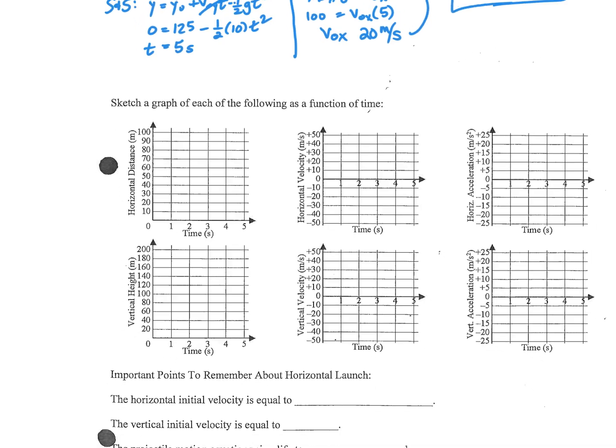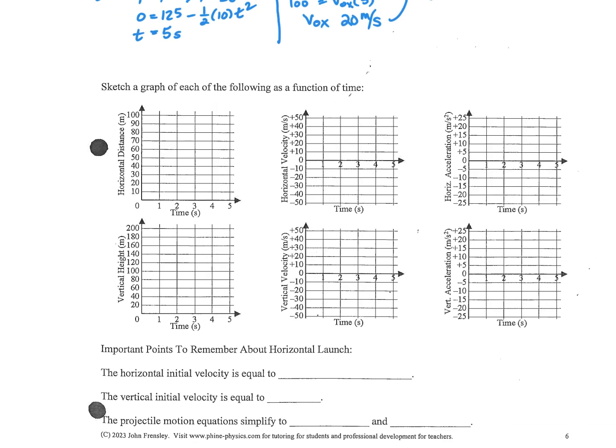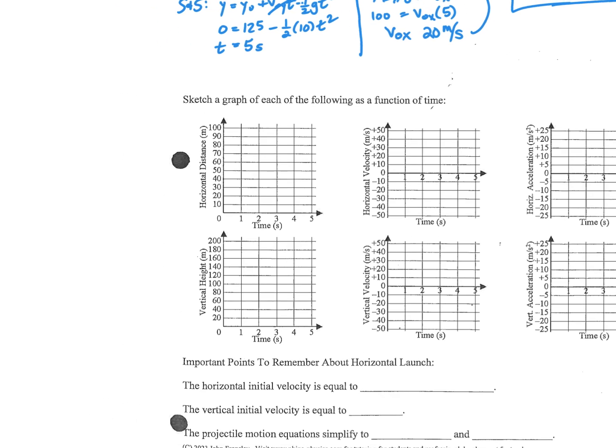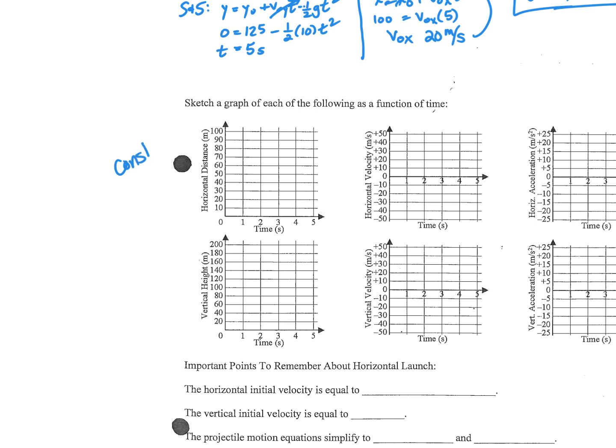Sketch a graph of the following as a function of time. Okay. The horizontal distance started where? Now remember, for horizontal distance, we know this is a constant velocity. We found it was 20. So its constant velocity was 20 going this way, okay? For 5 seconds, and it stops here. Starts here and stops there.